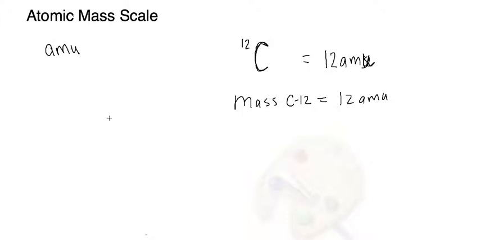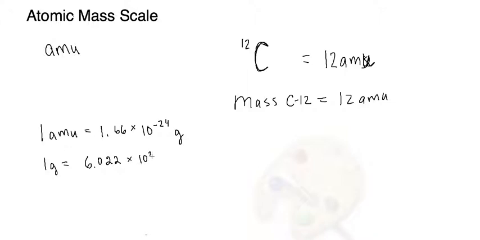Okay. So what does it mean to us? How does that translate into our regular world? In the regular world, relative to the units that we know, 1 AMU equals 1.66 times 10 to the minus 24 grams. Or 1 gram is equal to 6.022 times 10 to the 23rd power AMUs.